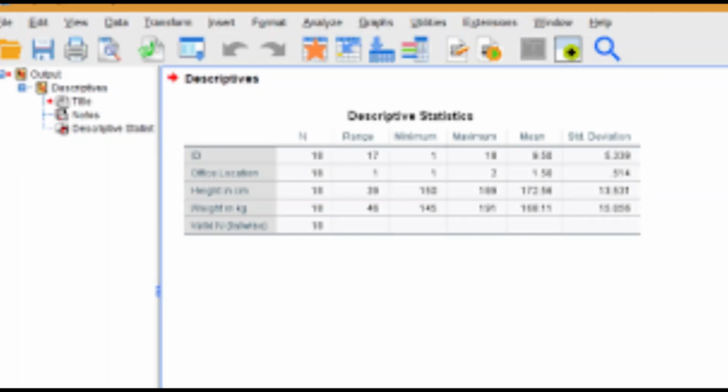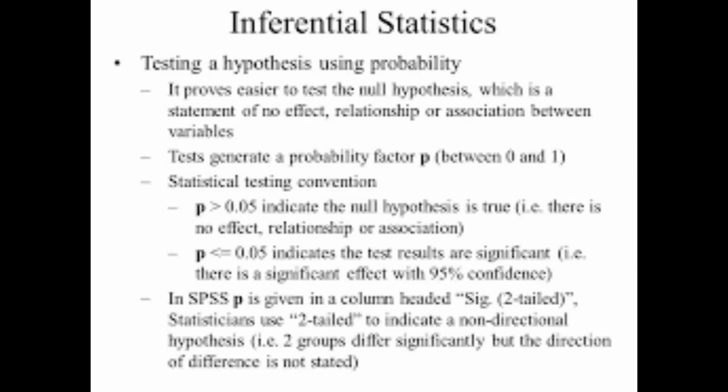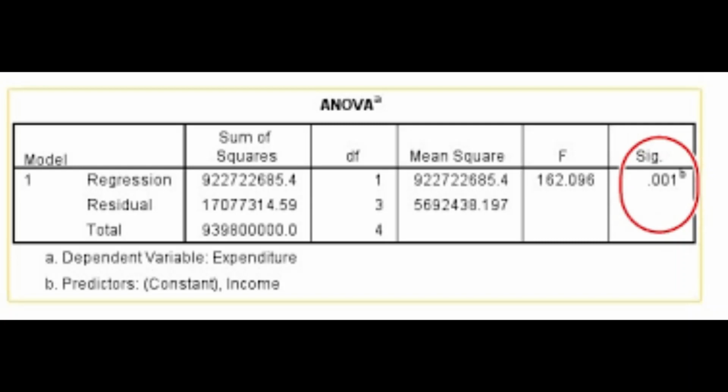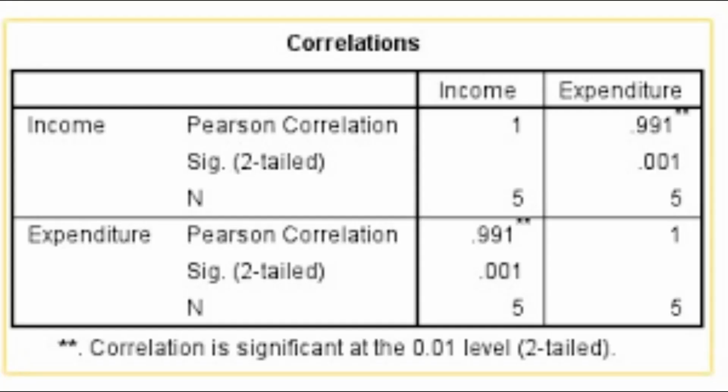Inferential statistics. SPSS provides a wide range of statistical tests to analyze relationships and make inferences from your data. Some commonly used tests include t-tests, analysis of variance (ANOVA), chi-square tests, correlation analysis, regression analysis, and factor analysis.